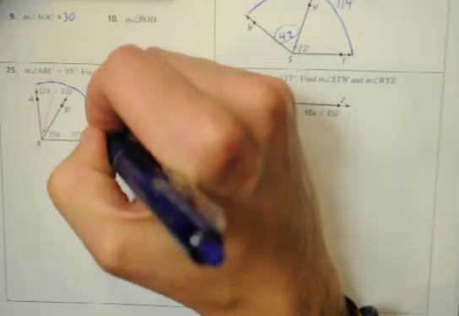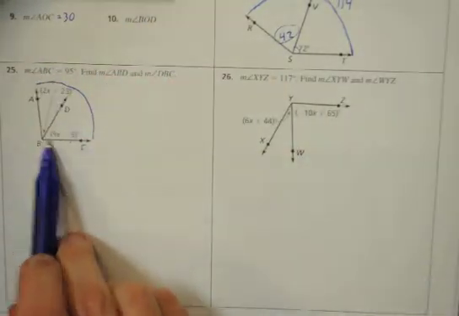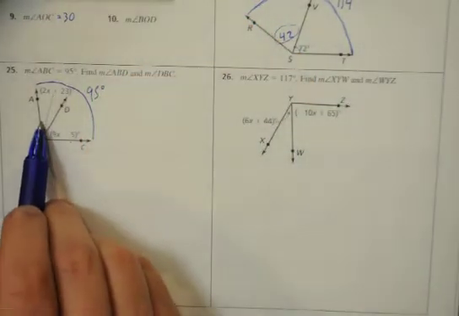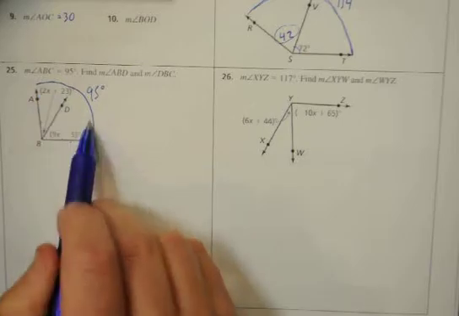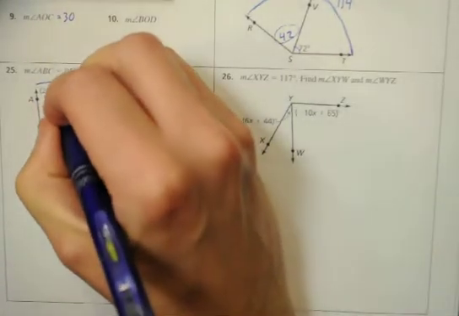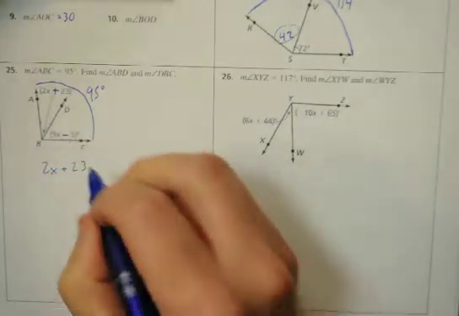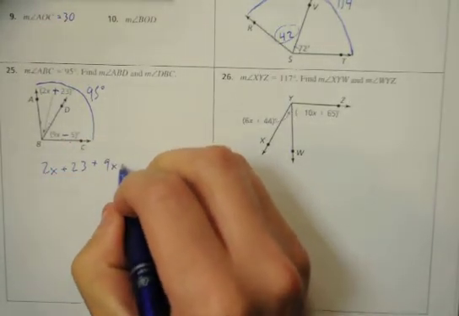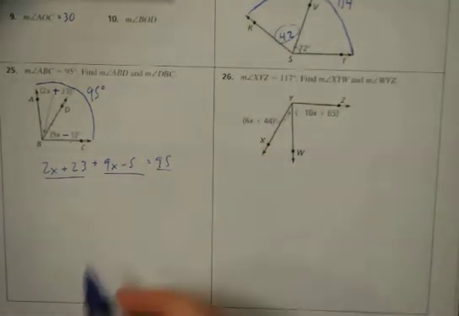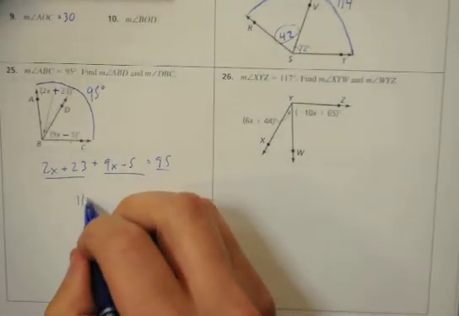25. This opening here tells you ABC has an opening of 95 degrees. So that means if I add this opening and add this opening, I should get 95 degrees. That is a plus sign right there, and that's a minus sign. So these 2 openings make 95 degrees. Do your algebra.